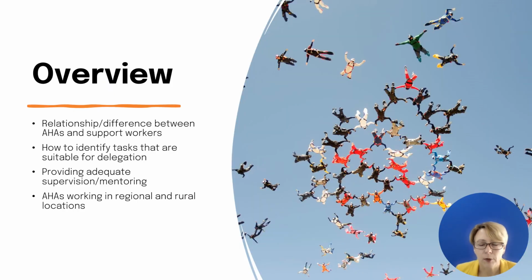In this presentation, I'm going to touch on 4 issues, and we have a website where we've got more resources. The first is the question that we get, which is what's the relationship between allied health assistants and support workers? The second is how to identify tasks that are suitable for delegation, and I'll talk a little bit about the risk framework around that. The third is what is adequate supervision and mentoring, and finally, what are the issues facing allied health assistants working in different contexts, for example, regional and rural locations.